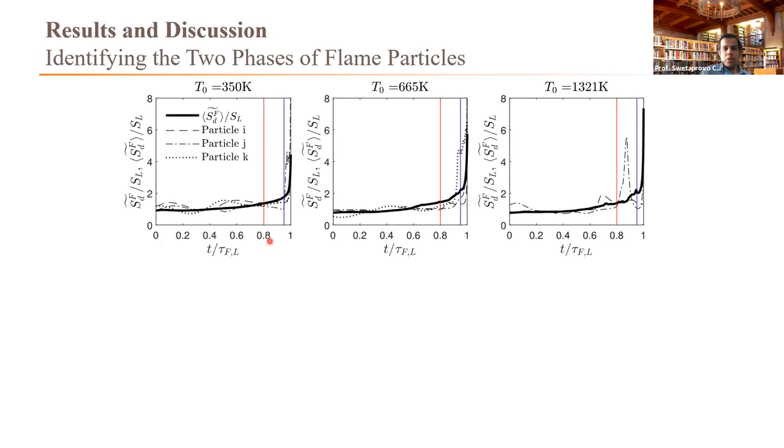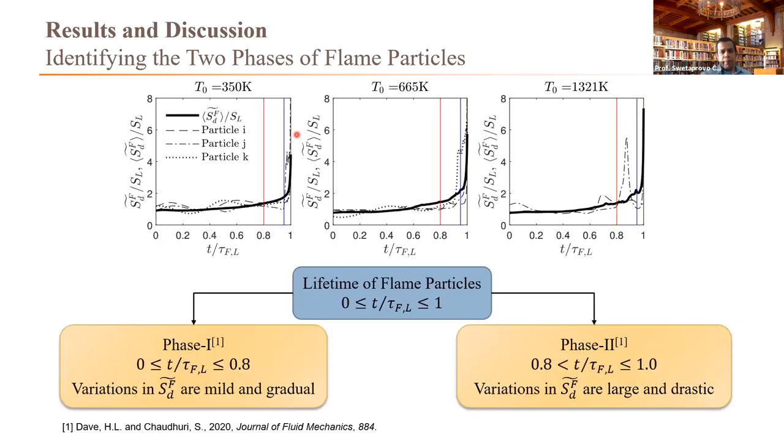So, of course, this tells us one thing: the stretch theories are based on weak stretch models. They do not typically work when the stretch rates are very high or when the flame speeds are much away from their planar laminar counterparts. So, based on that, we can differentiate the entire lifetime of flame particles into two phases, phase one and phase two. In phase one, from 0 to 0.8, the variations in the density weighted local flame speed are mild and gradual. In phase two, from 0.8 to about one, and 0.8 is a rough number, the variations in density weighted flame speeds are large and drastic.